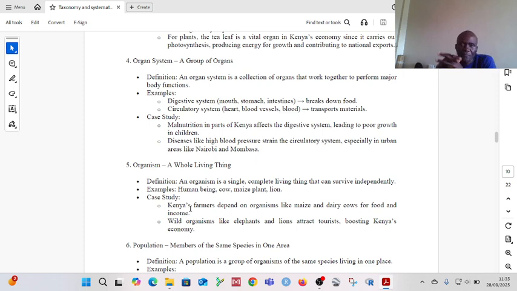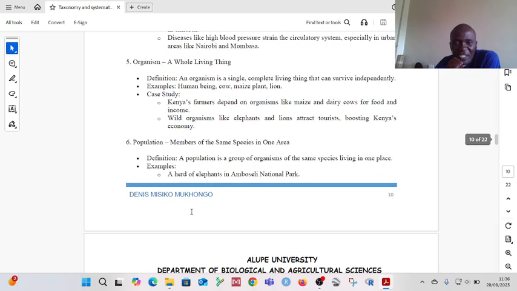Then higher than the organ system is the organism itself. So an organism is a single, complete living thing that can survive independently. A complete living thing, single, complete, having the ability to survive independently. Think of a human being as an organism, a cow, a lion, a maize plant, a bean plant, a eucalyptus tree. Those are organisms.